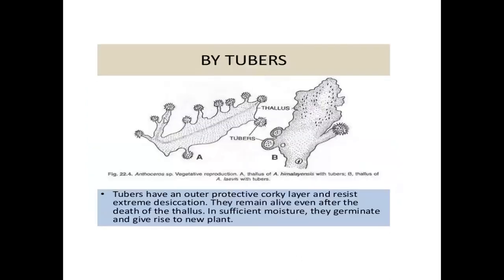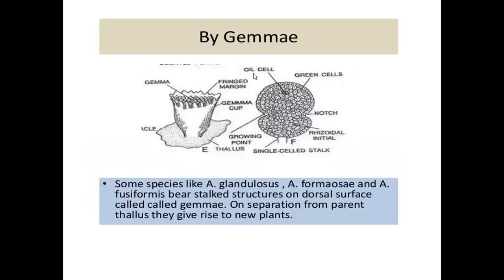So these are the tubers you can see here. The thallus lobes develop these tubers, which store the food material, and when these tubers detach from the main thallus, they germinate and develop into a new plant. And here also we can see the formation of gemmae, the gemmae cups. The species here, which we call glanduloses, formaceae or fusiformes, are the species of Anthoceros which develop these stalked gemmae, helping in the formation of a new plant.